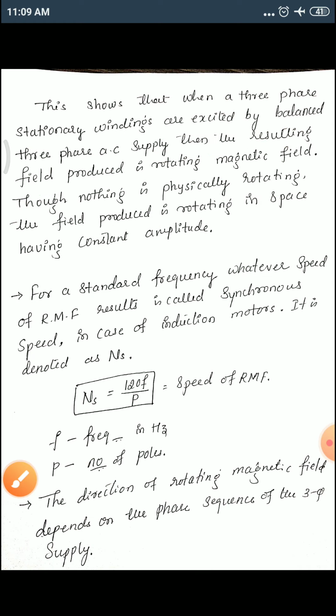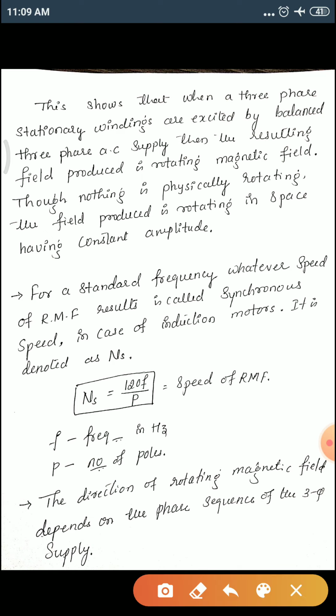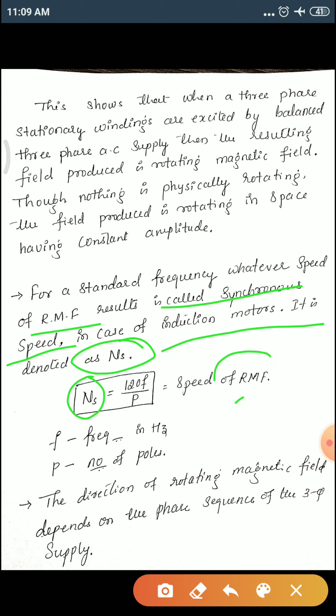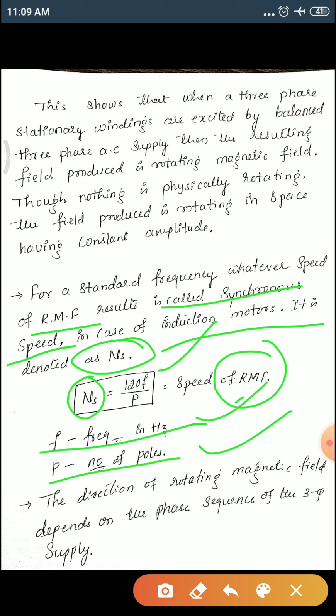This is about the rotating magnetic field, and now let's see what its speed is. For a standard frequency, whatever the speed of the RMF, the result is called the synchronous speed. In an induction motor it is denoted as Ns. Ns means synchronous speed, which is nothing but the speed of the rotating magnetic field, RMF. This is given by 120 f by p. Here f is the frequency in hertz and p is the number of poles.